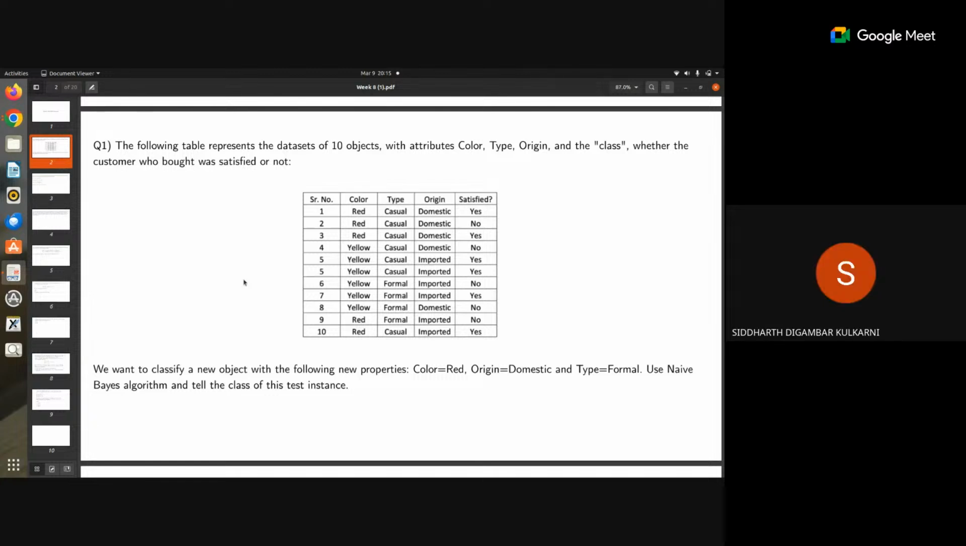Hello, sir. Sir, the fifth serial number is duplicated, I think. So do we have to consider it two times? There are 11 data points, but the fifth is the same. Both rows are the same. So do we have to consider two or just one? Oh, I didn't see that. I used 11. You're right. It must be a duplicate.